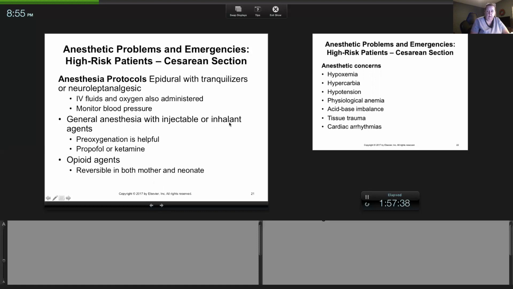Now, I will tell you, most of us would prefer to use an injectable and then very low ISO. I never have used an inhalant induction for a C-section because when you use an inhalant for induction, you have to use a very high inhalant. The mother's going to get very depressed. She's going to get very low blood pressure, and the puppies, excuse me, are going to come out very respiratory depressed.